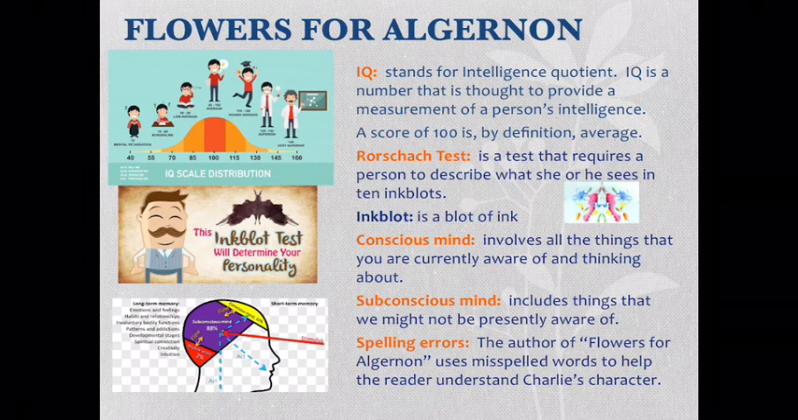Rorschach test is a test that requires a person to describe what she or he sees in 10 ink blots. An ink blot is a blot of ink. Conscious mind is the part of your brain that involves all the things that you are currently aware of and thinking about. Subconscious mind is the part of your brain that includes things that we might not be presently aware of. Spelling errors. The author of Flowers for Algernon uses misspelled words to help the reader understand Charlie's character.